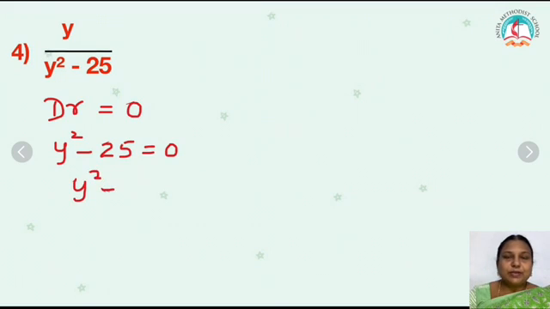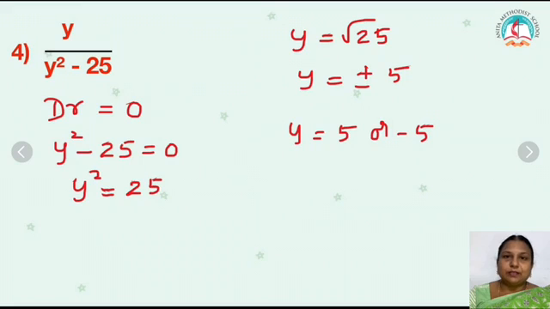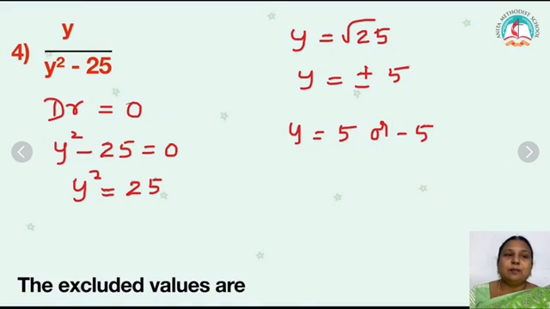You have to take the constant to the other side. Minus goes to the other side, plus. So y squared is equal to 25. But you have to find for y. So the square moves to the other side and becomes square root. So y is equal to square root of 25. That is, y is equal to plus or minus 5. So the excluded values are plus 5 and minus 5.